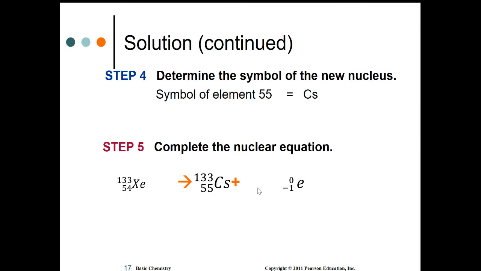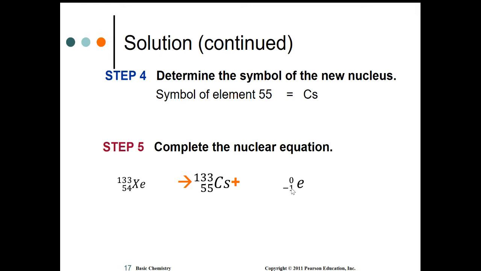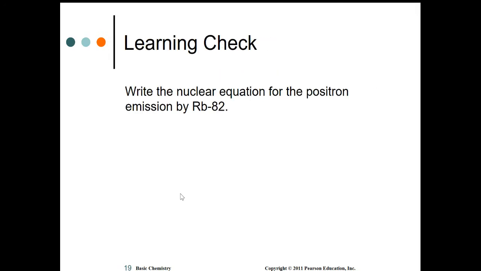Okay, so positron emission is the same thing, but the atomic number decreases by 1. It's the same thing like this, but this one would be a plus. So of course this one will change. Okay.